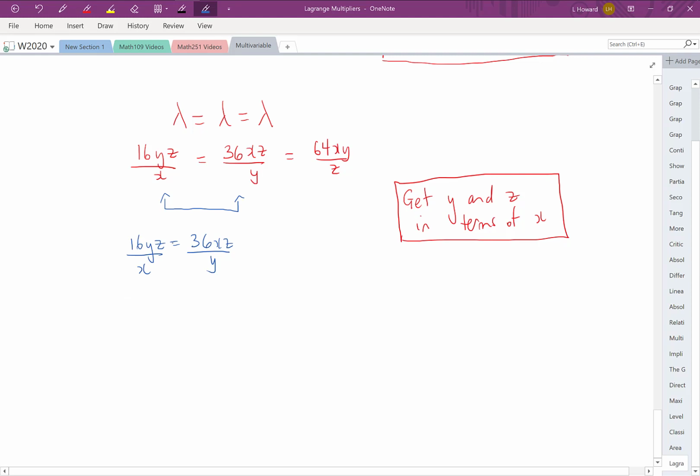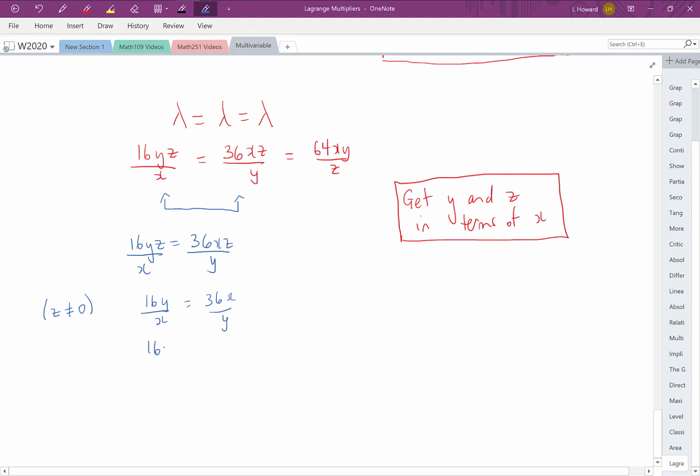So I would be tempted to cancel out the z here. We know that z is not equal to 0, because if z were equal to 0, that would mean our rectangular box has no height, and that would produce a volume of 0. That's clearly not going to be the maximum volume. So we can rule out the possibility that z equals 0 and just divide through by z. So that says 16y over x is equal to 36x over y.